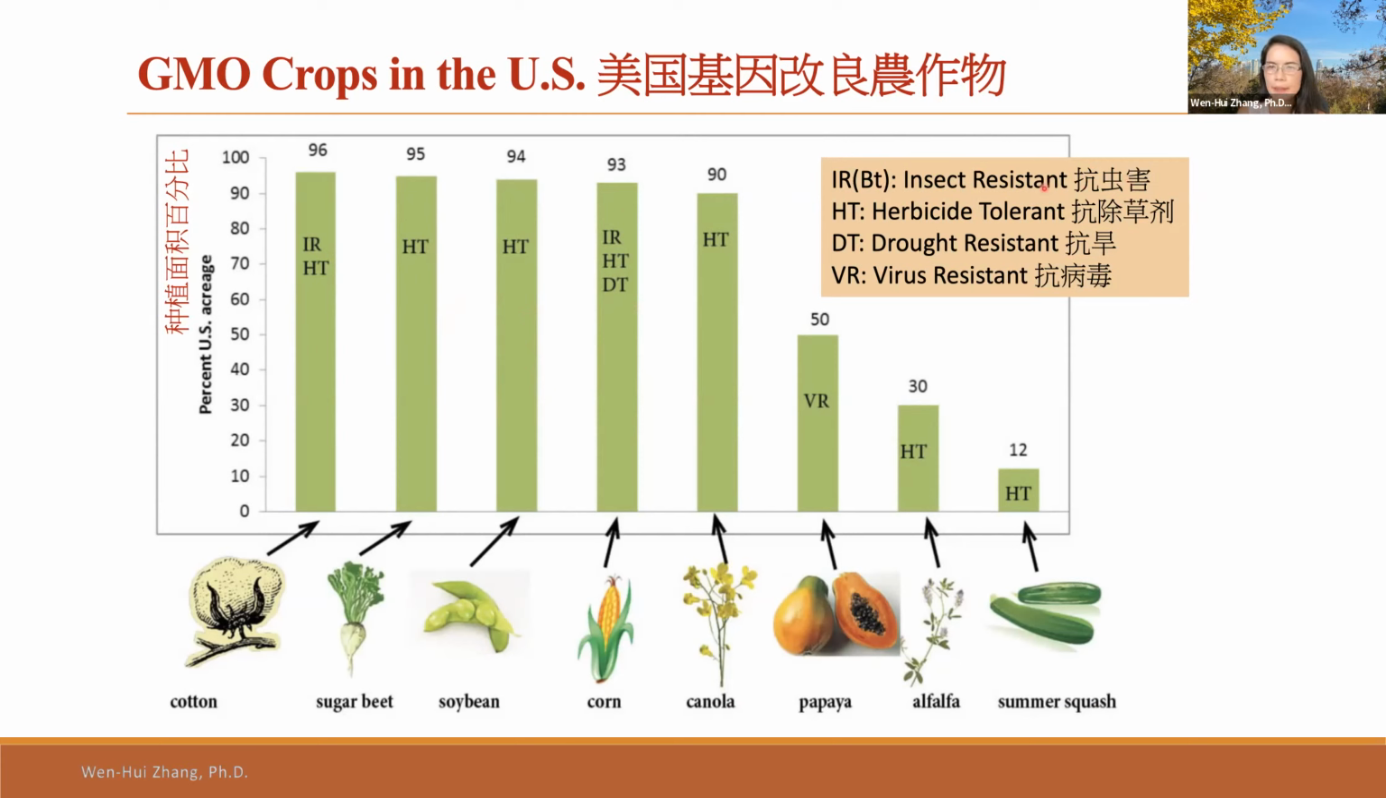And most of them have this insect resistance. HT is herbicide tolerant. IR is insect resistance. So that's what most of the GMO crops have, either herbicide tolerant or insect resistant. Some have drought resistance or virus resistance. Virus resistance was in papaya.